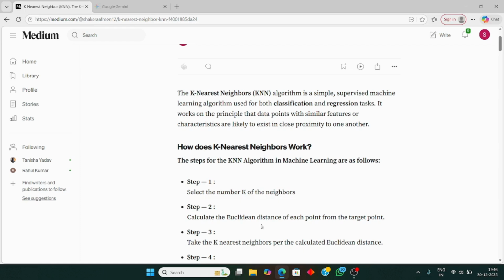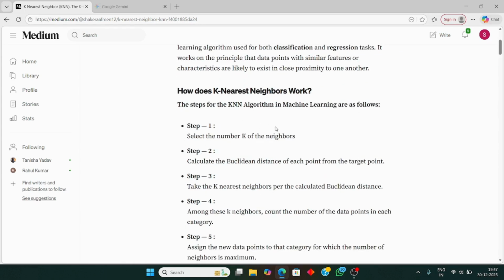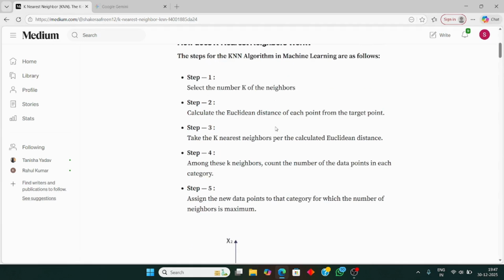So what is KNN? It is the simplest. The K means the closest neighbors to a new point. Using a majority vote we do classification, and we use the average to find the regression. How it works: first of all we have to select the K number of neighbors, then we have to calculate the Euclidean distance.